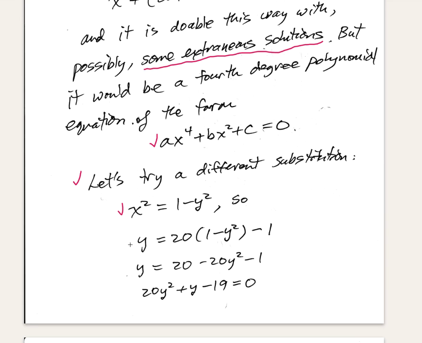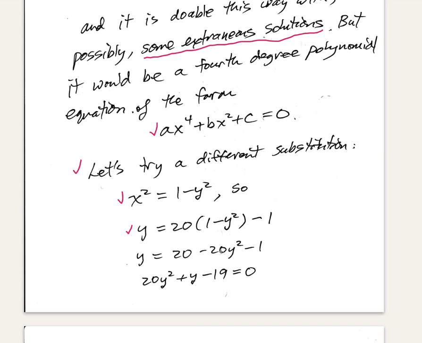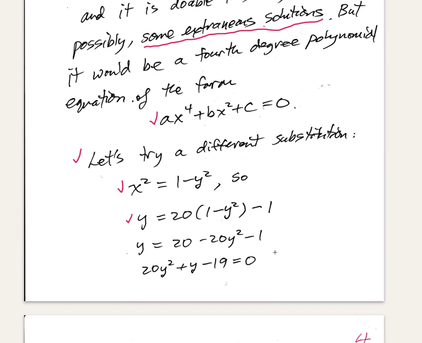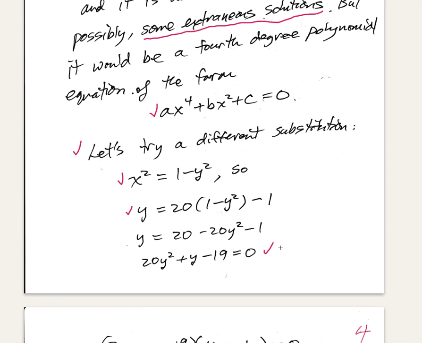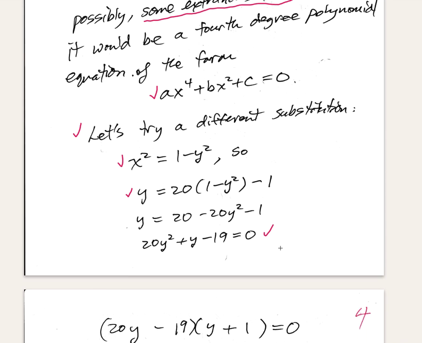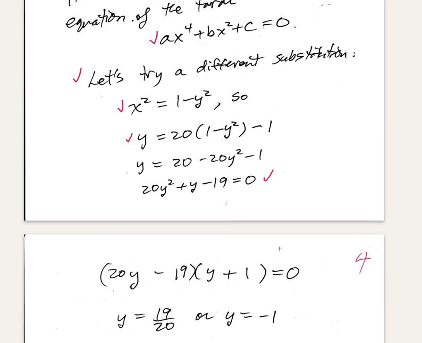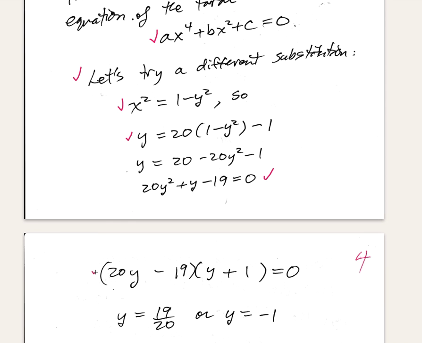And then I've got what? Y equals 20x squared minus 1 becomes 20 times the quantity 1 minus y squared, minus 1. Use the distributive property and rewrite everything, and we get the following quadratic equation. Just a simple quadratic. Hooray! No fourth degree here. 20y squared plus y minus 19 is 0. I think you can see pretty quickly that this is going to be solvable without the quadratic formula.